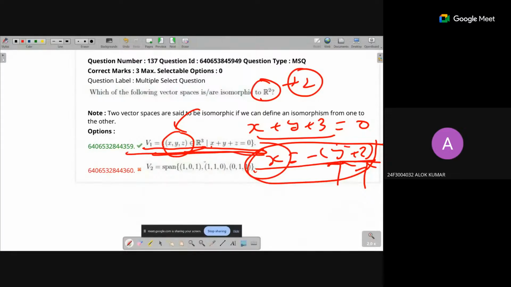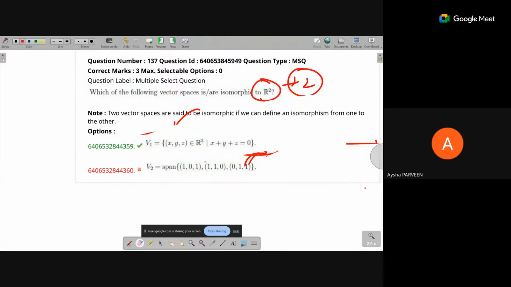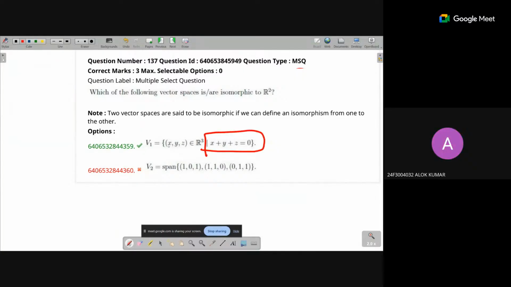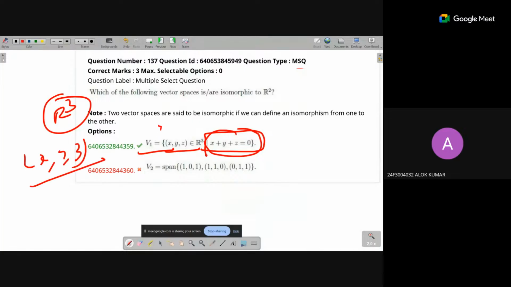How to find the dimension of this vector space? We have to put the x value, which is equal to minus (y plus z), into the equation where it is written x plus y plus z. This condition says that any vector which satisfies it, if you sum the three components, the x component, y component and z component in R3, and you get zero, then that vector will be in this vector space.